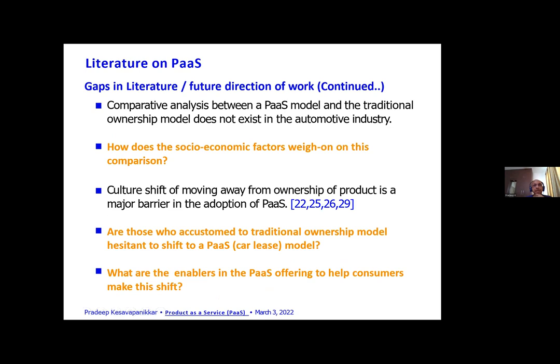a part? And another insight that we wanted to understand, from a practitioner's point of view, is about people who are used to owning a car, the traditional ownership. How willing or how happy, or how hesitant, are they in shifting to a PaaS kind of model? And if that's the case, what are the enablers that companies can put in place to help these consumers make this shift? So this is the direction that we wanted to proceed with in this study, which is in progress now.